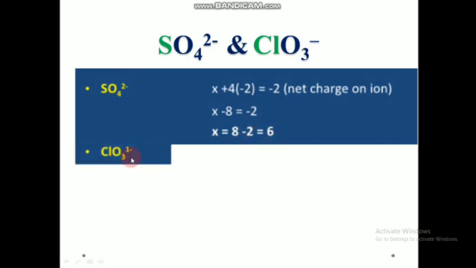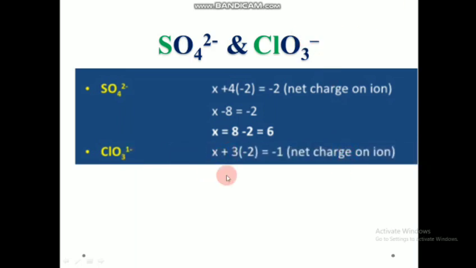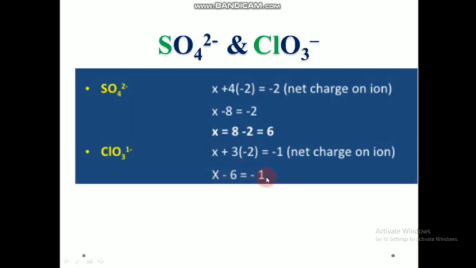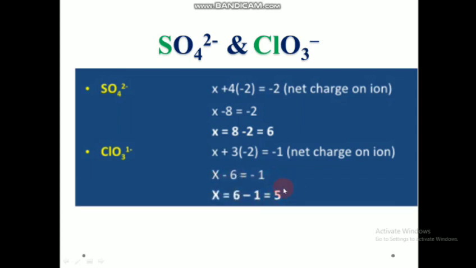Now ClO3 -, where the minus is the net charge. So we can write the equation like X plus 3 into -2. There are 3 oxygens with the charge -2. So 3 into -2 plus X will give -1, the net charge. So X plus 3 into -2 will become -6, so X minus 6 is equal to -1. Taking this 6 to the other side will become positive 6. X is equal to 6 minus 1, which is 5. So the oxidation state of chlorine in ClO3 - is +5.